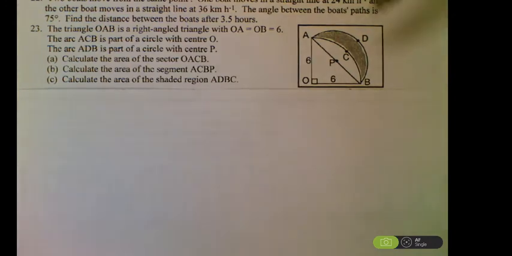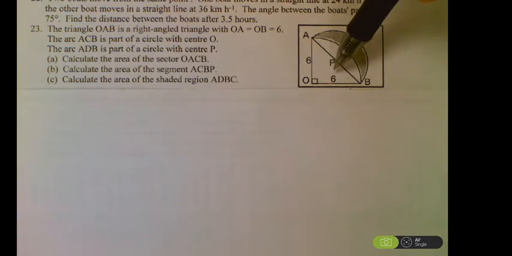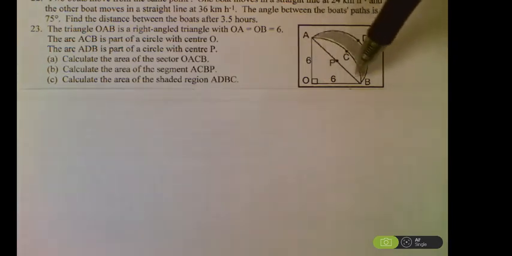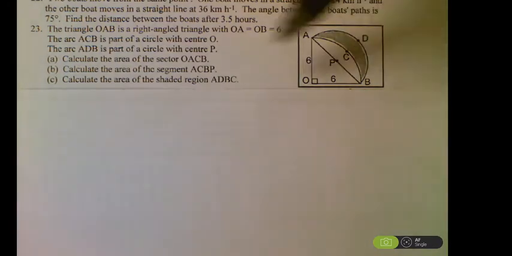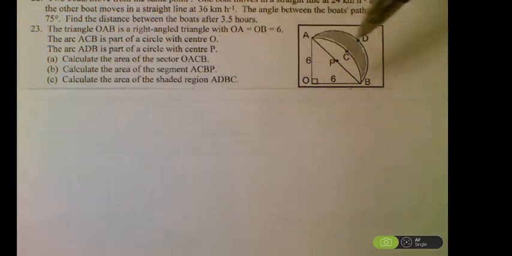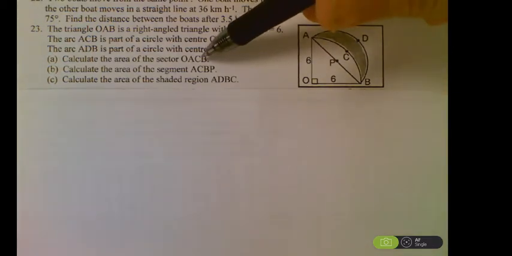All right. So 23, we got triangle OAB. Right angle triangle, we got a couple sides on that. Obviously, we could get this when we want to with Pythagorean theorem, or if you recognize that this is 6, 6, 6 rad 2 based on 45, 45, 90 rules. But anyway, talking about a couple arcs and some centers for those. So calculate the area of sector OACB.